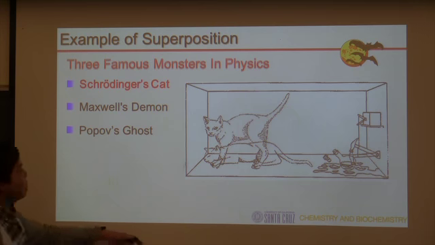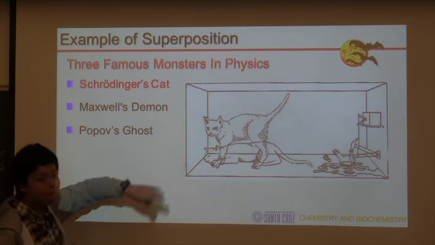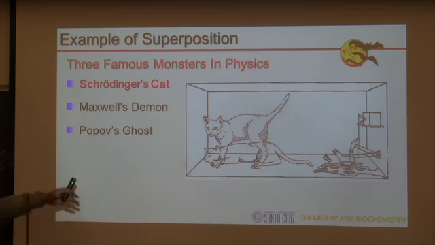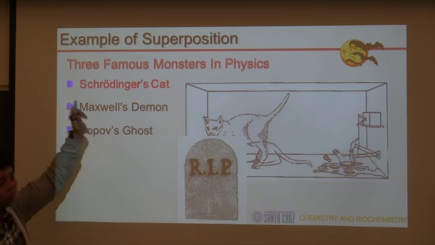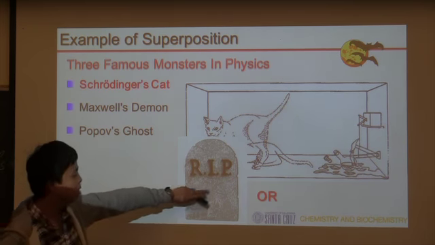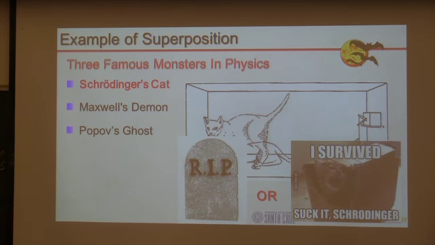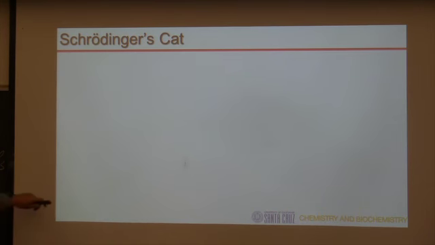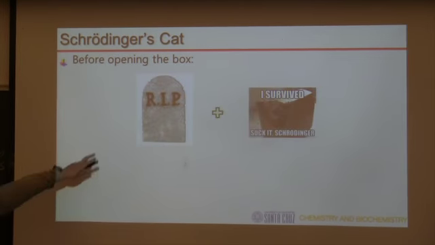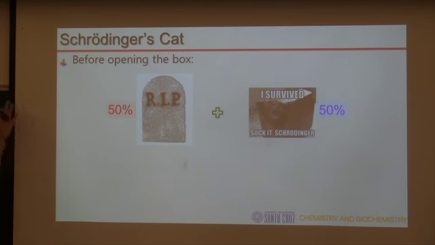So now we can see actually within the box, if we don't check the cat, we don't open the box, the cat has two possibilities. One is the cat is dead. Another one is the cat is still alive. Right? So I have two different situations. Okay, so let's take a closed box cat. Before opening the box, we have two states here. Dead cat and alive cat, they both have 50% possibility.